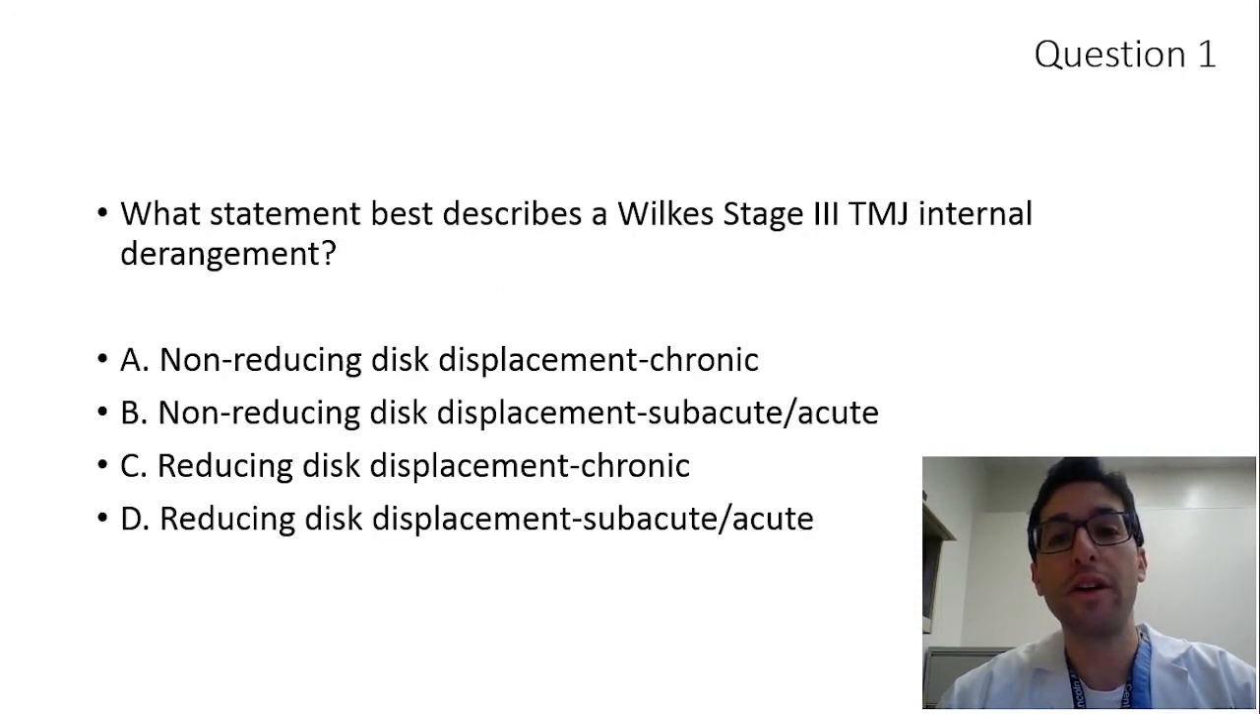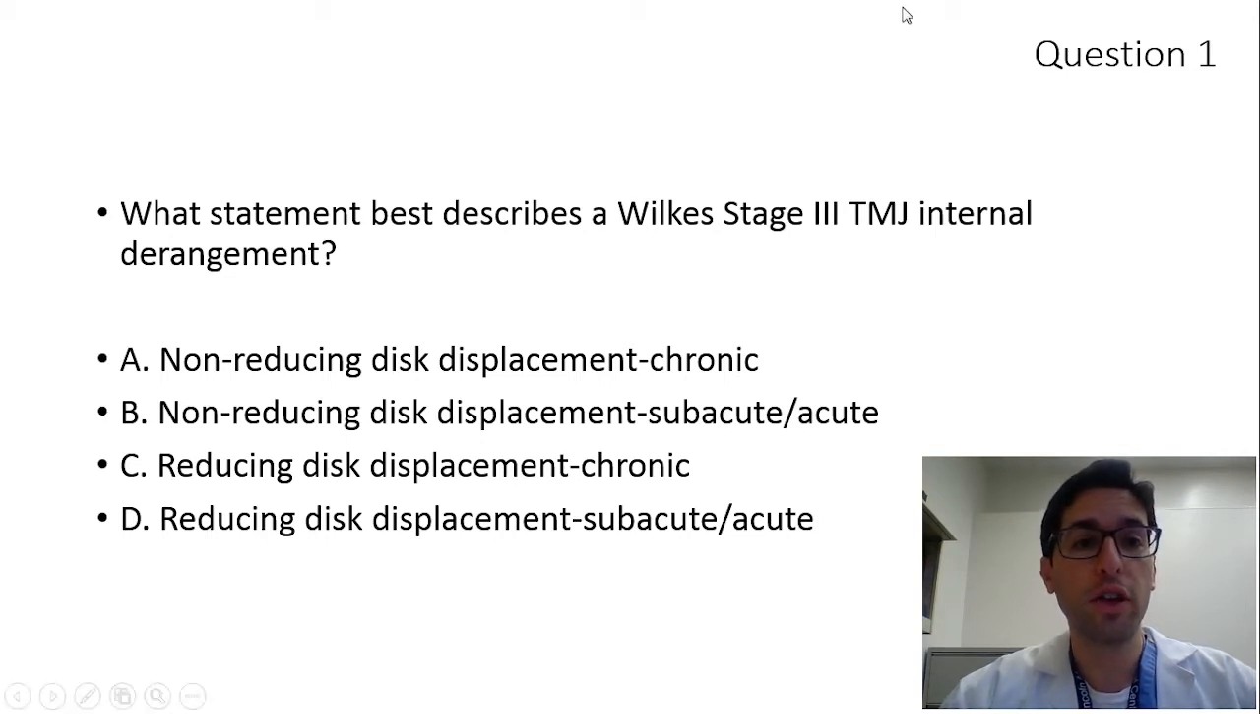I broke it down into various subcategories, and our first one we're going to be talking about is pathology. So let's first start off by reviewing what the Wilkes classification was. Question 1, what statement best describes a Wilkes class 3? If you remember, Wilkes class 3 was the first one where it went from reducing to non-reducing.